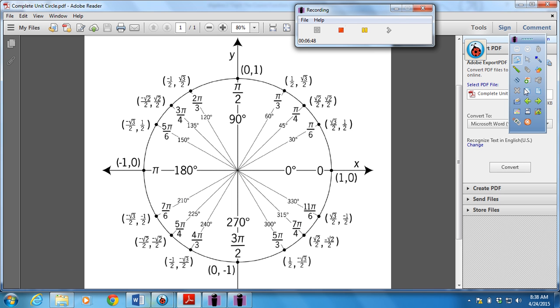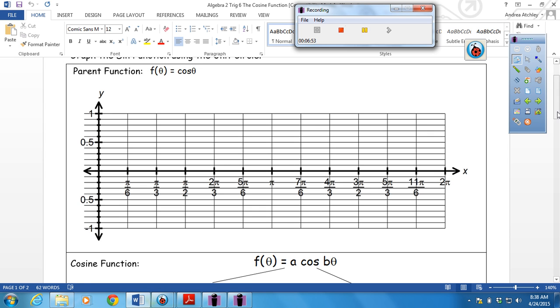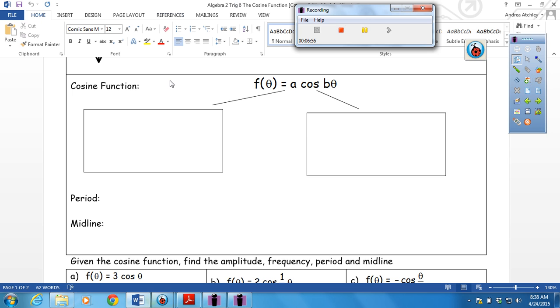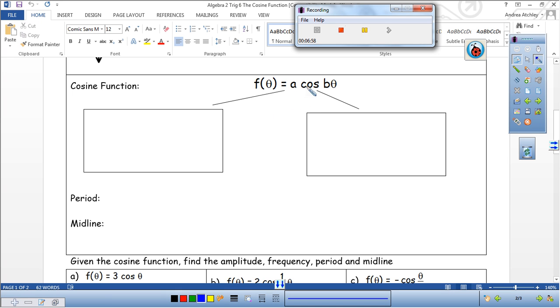Equation. Okay, we have the same equation, only difference is instead of sine here, it's going to say cosine. But all the same parts. So my A value, what's the A value, class?